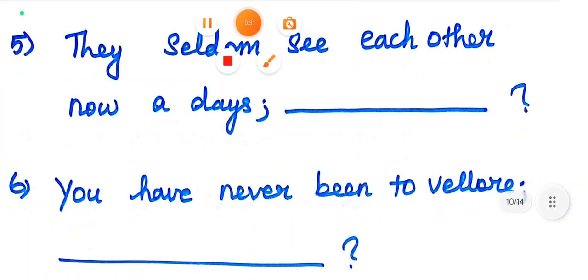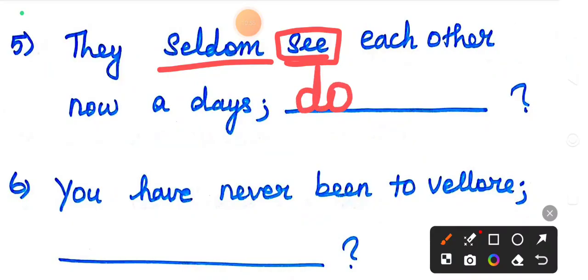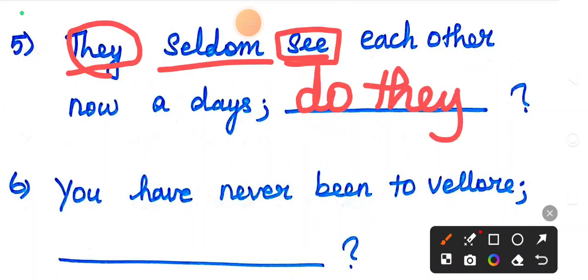Next one. They seldom see each other nowadays. Seldom is a semi-negative word. So the sentence is negative. So we shall use a positive tag. To find out the question tag word, look at the verb. Verb is see. V1. So we use do. The sentence is negative. So we use a positive tag. The pronoun is they. So the question tag is do they.